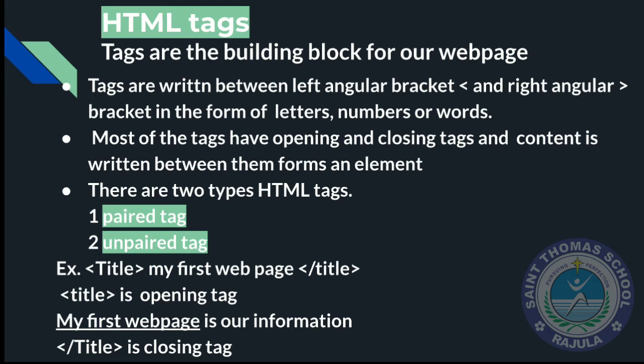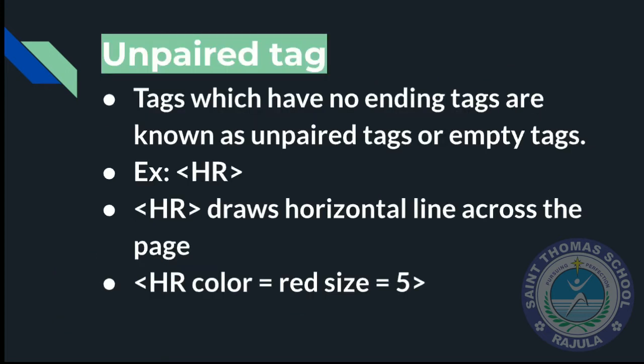Now we will discuss what is an unpaired tag. The unpaired tags means the tags which have no ending tags. Only the opening tag, and no closing tag. So these tags are known as unpaired tags, or another name for these tags is empty tags. Here the example of such a tag is the HR tag. So what is the use of the HR tag? The HR tag draws a horizontal line across the page.